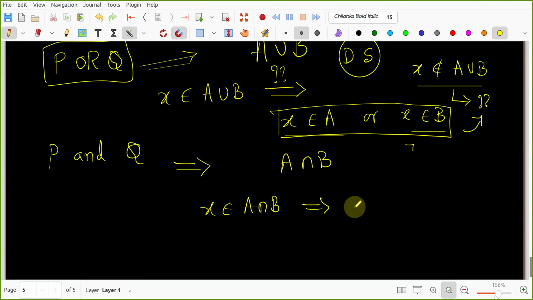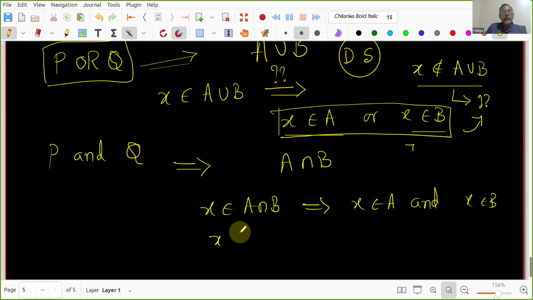So if X belongs to A, it should be in B too. So what is that I have to write? X belongs to B. बीच में क्या लिखना है यहाँ पर? And, right? X belongs to A and X belongs to B. So X does not belong to A intersection B, meaning?